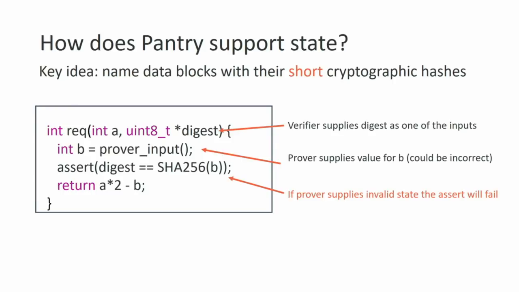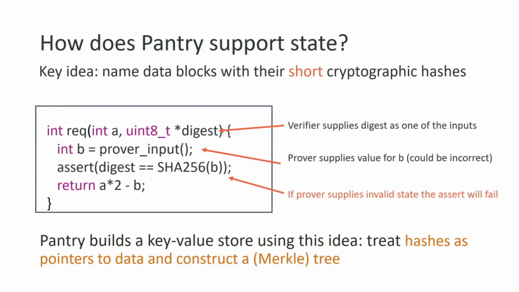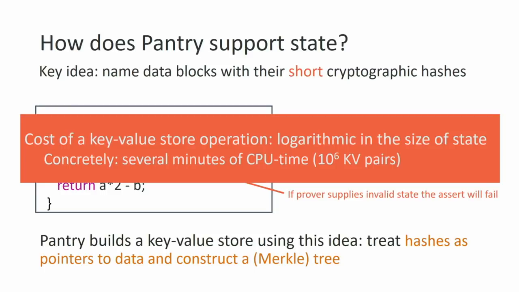And by using this idea, Pantry builds a key value store. The core idea is to treat hashes of data as pointers to such data. Then you can build a tree, which in turn can be used to build a key value store. But the fundamental problem with this approach is that the cost of a key value store operation is logarithmic in the size of the state. Concretely, this means it takes several minutes of CPU time, even with a million key value pairs in your state.